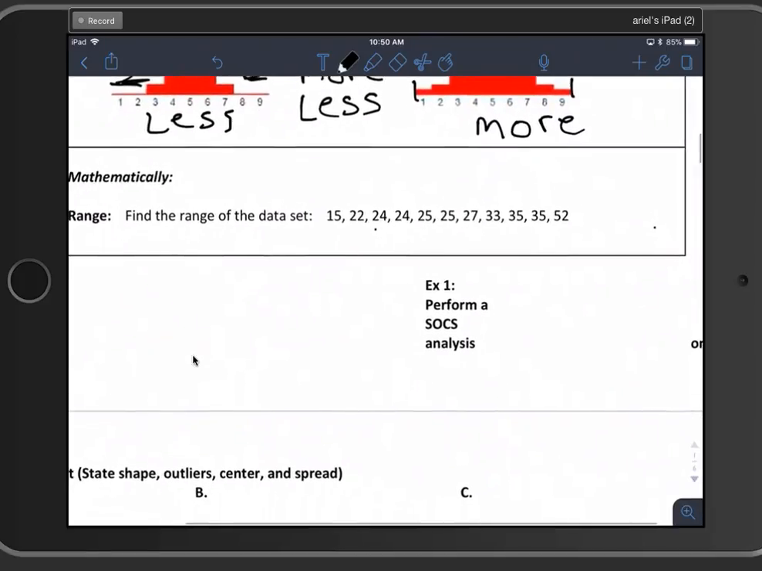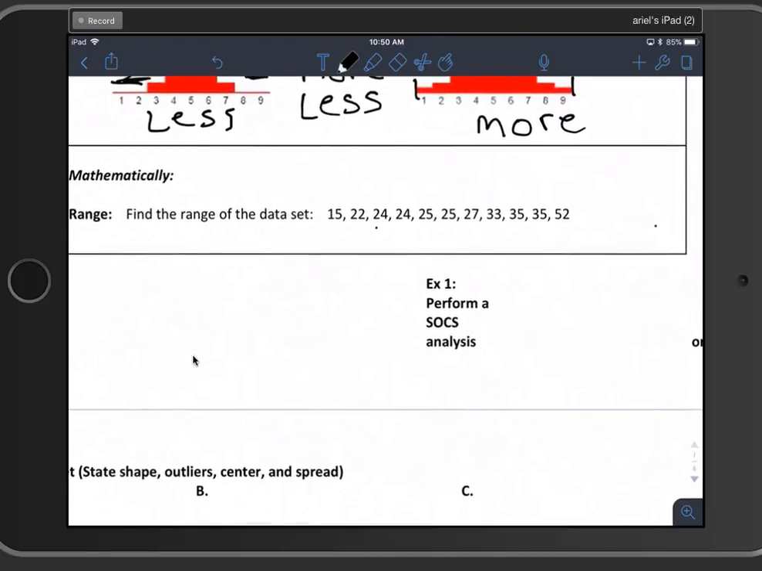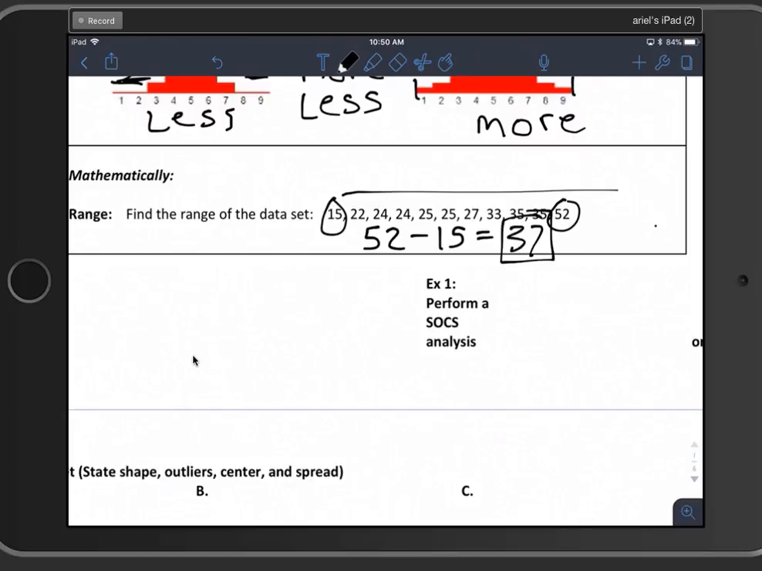Now just remember how we find an actual range. Remember, we put all of our numbers in order. These are already in order. And then we find the biggest number, which is right here, and the smallest number. And then we take the biggest number and subtract the smallest number. So 52 minus 15, that would be 37, hopefully my math is right on that. That would be our range, 37.